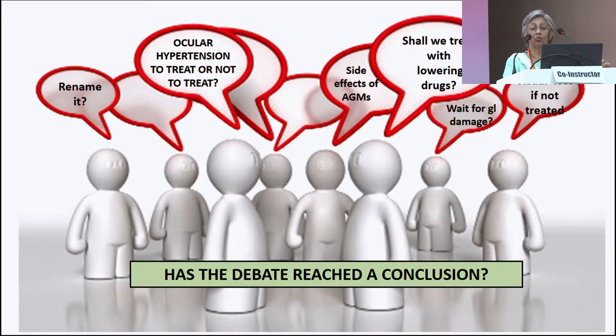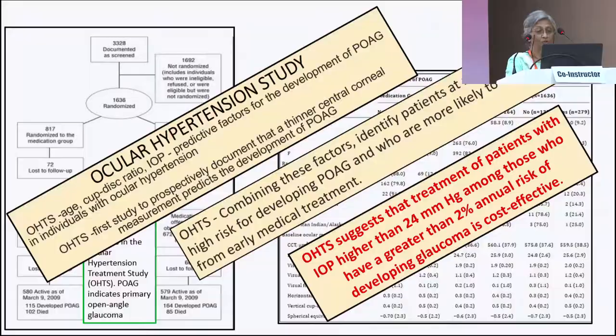And there's a huge amount of debate. Should we rename it? Should it be glaucoma suspect? Should we treat it? Should we not? What are the side effects? Should we treat with IOP lowering drugs? Should we do surgery for it? Etc. etc. Should we wait for glaucomatous damage to take place? Yes or no? What does the house say? Would you like to wait for glaucomatous damage? Raise your hands. None. Good. And therefore, or visual loss if it is not treated. So, therefore, the debate continues.